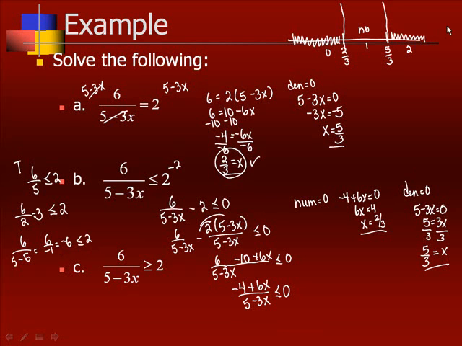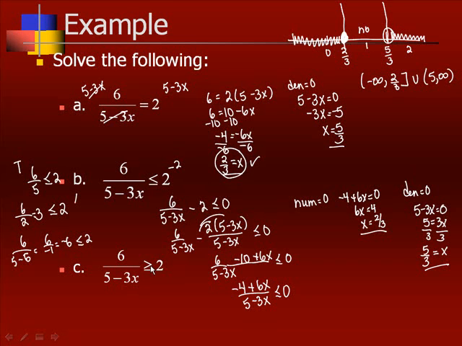Now in this case, it's less than or equal to, which means normally we include the endpoint. The numerator, which was negative 4 plus 6x, which gave us 2/3, we're going to include that numerator. 5/3 is the one that makes the denominator 0. We never include that. So our interval notation would be negative infinity to 2/3 union with 5/3 to infinity.